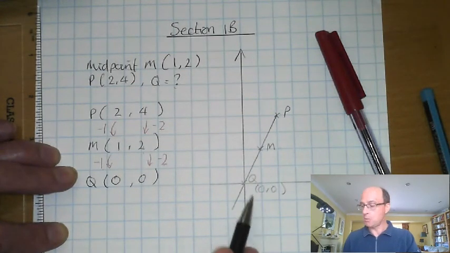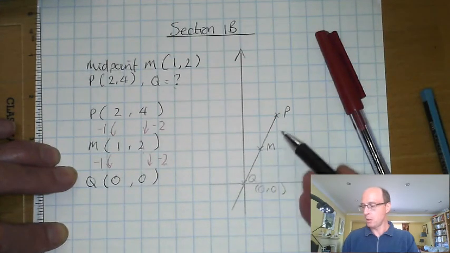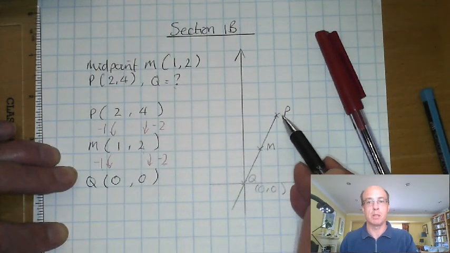We've done that sense check with making sure that my midpoint looks to be halfway between my 2 end points on my line segment P and Q. Job done.